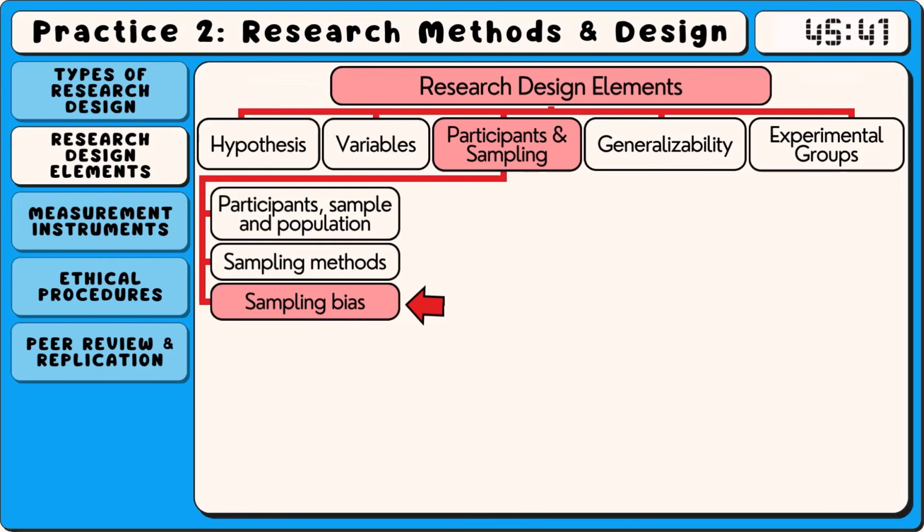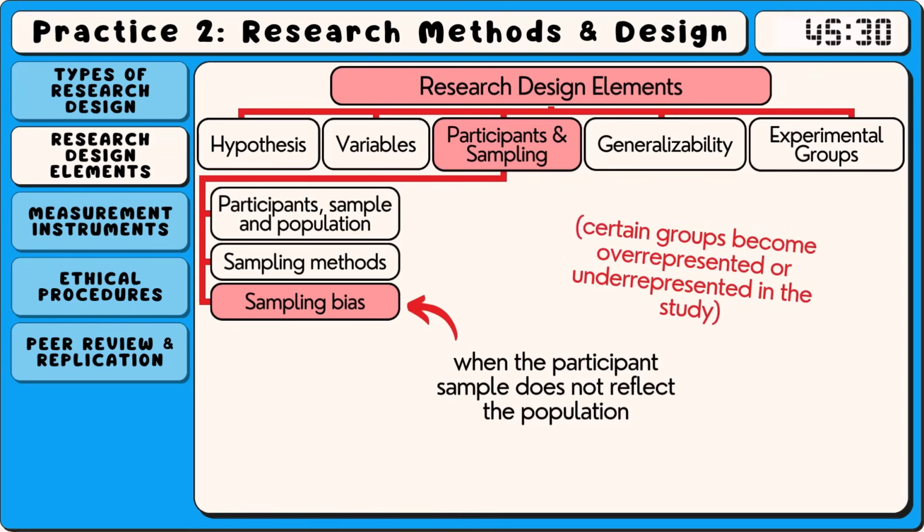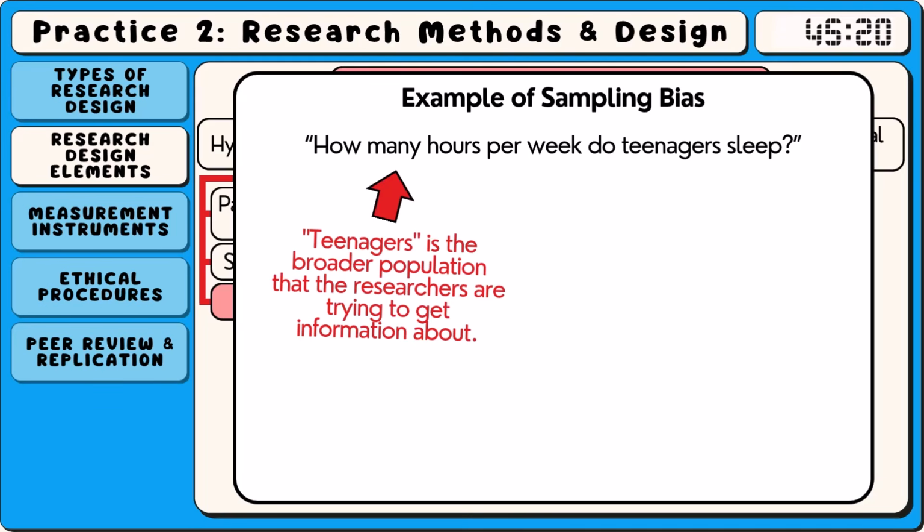Before we conclude our discussion of participant sampling, you need to know about a concept called sampling bias. This is when the participant sample does not reflect the population. When this happens, certain groups might be overrepresented or underrepresented in the study. For example, imagine researchers want to study how many hours per week teenagers sleep. Teenagers is the broader population that the researchers are trying to get information about.